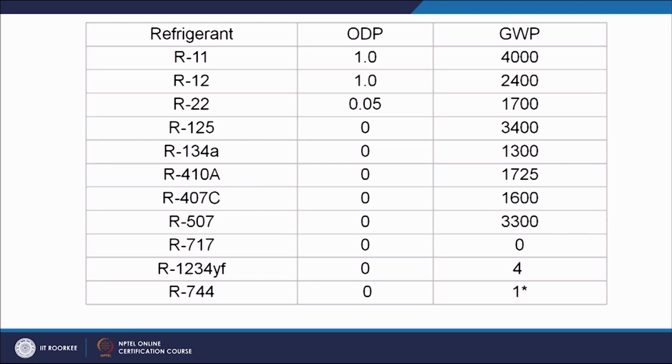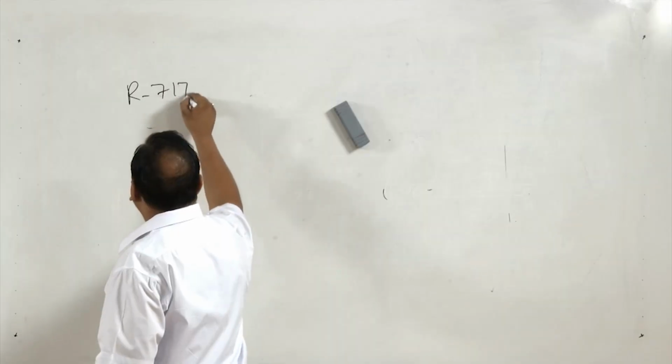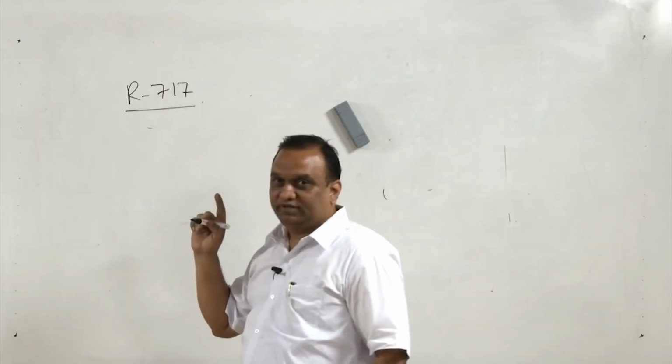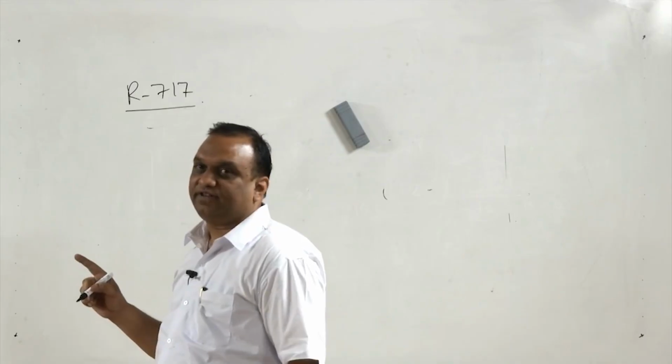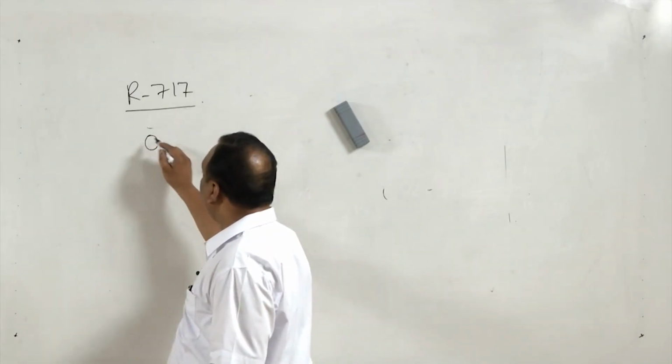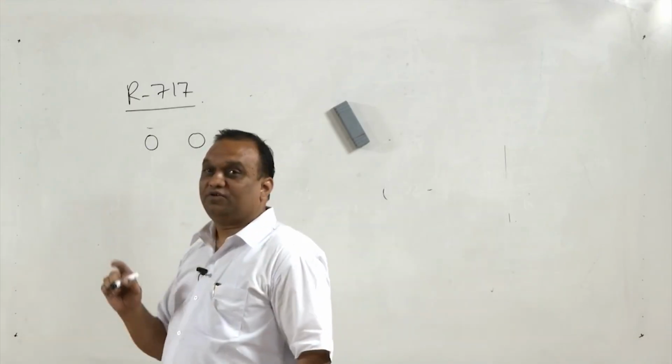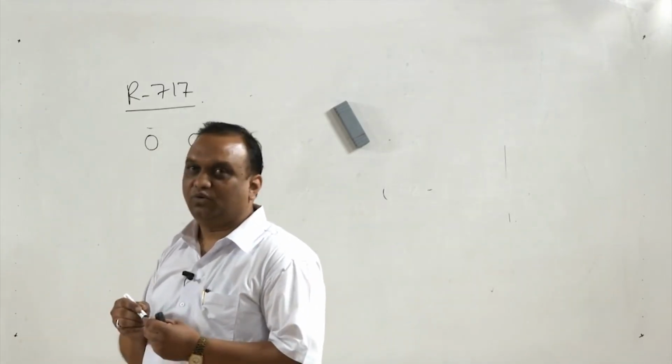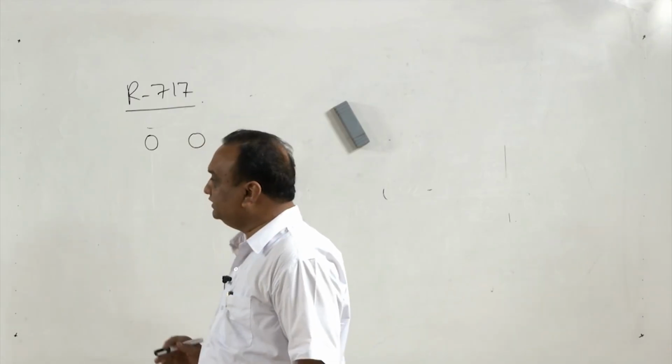But now the issues are related to global warming potential. R134A is also a contributor towards global warming. The best refrigerant, you can see, is ammonia, R717. If we look at this refrigerant, it is absolutely environment friendly. It has zero ozone depletion potential and zero global warming potential. Toxicity is high in ammonia, and that goes against the use of ammonia in many applications.